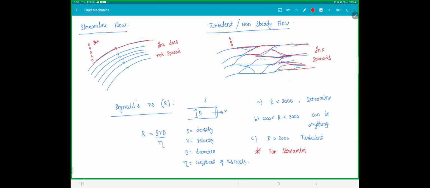So for streamlined flow, Reynolds number must be small. That means the numerator must be small, so density must be less, and the denominator must be big, so high viscosity. So low density and high viscosity liquids have a better streamlined flow. Is this clear, everyone? Any doubts on this?